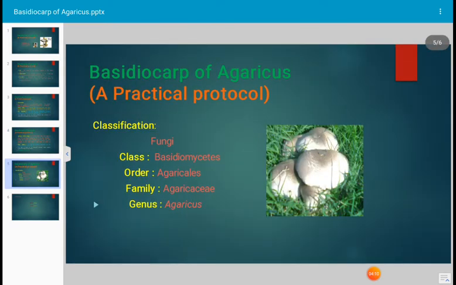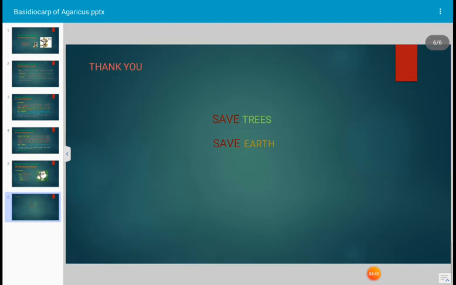This is the photograph taken from Kannad forest, and this is the practical protocol for BSc first year undergraduate level. This fungus is a member of basidiomycetes. Order is agaricales, family Agaricaceae, and the genus is agaricus. This is all about the practical of basidiocarp. You just have to observe the museum specimen given to you, and describe all the external features of the fruiting body of agaricus or the basidiocarp of agaricus.